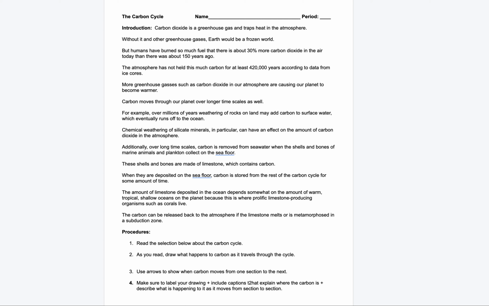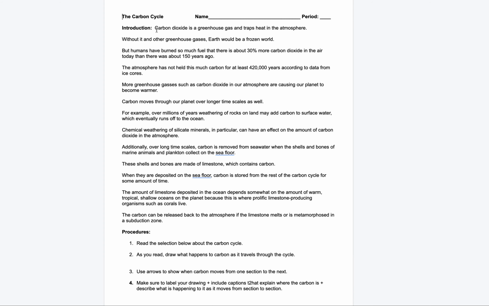Hello, for this assignment you're going to spend quite some time drawing a carbon cycle. Again, you're not to copy from a drawing, but you're going to have to draw from here, and I'll tell you why that was important in a little bit. You're going to use this document to draw a carbon cycle. So I'm going to read it first.